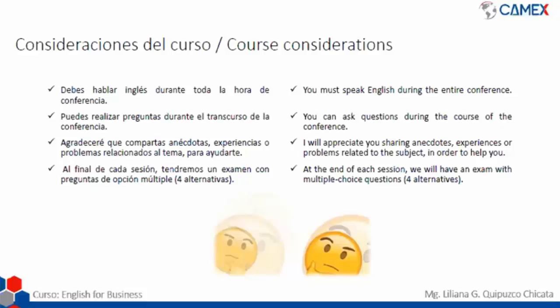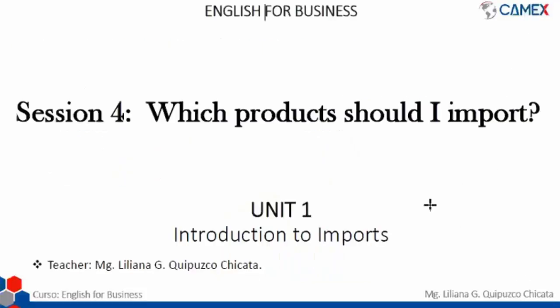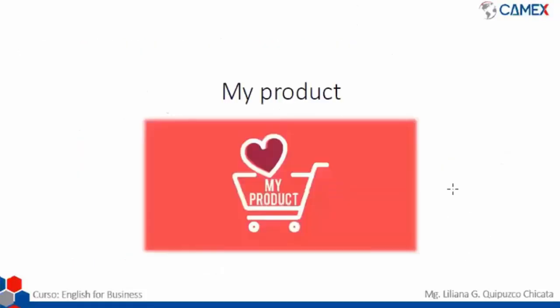Okay, so let's go back and we say that today's session is which products should I import? So first of all, my product. We are going to see about the product that I'm going to buy in order to sell, that I'm going to buy from another country, could be maybe China, could be Australia, could be the United States, in order to import it and sell it here. So the most important word for my product is import because we're going to do that. We're going to import, right?